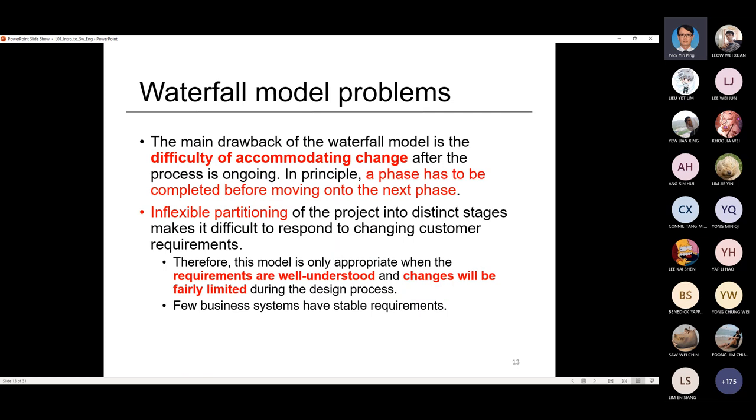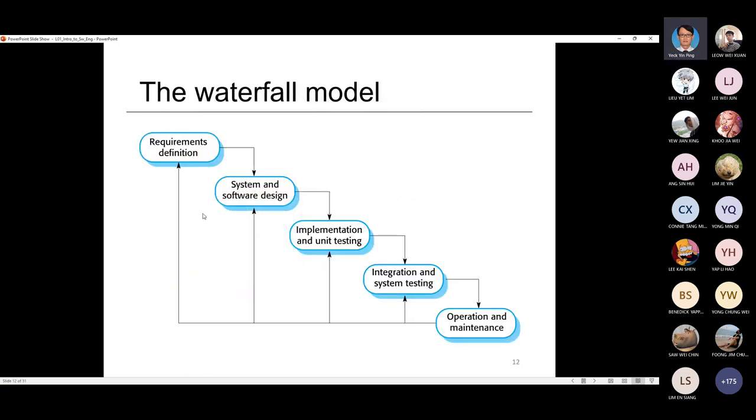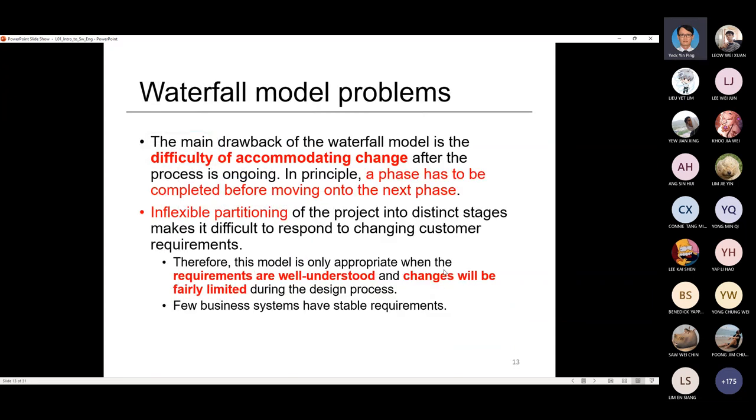The expression that I mentioned just now is already highlighted in red here. It's difficult to accommodate changes because phases have to be completed before moving on to the next phase. So this usually causes inflexible partitioning. Inflexible partitioning means, let's say here is system planning, here is system design. You cannot cross, this is a partition. Indirectly, they also call this a phase.